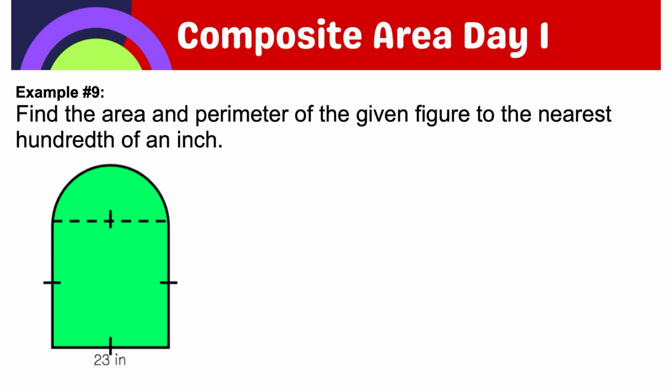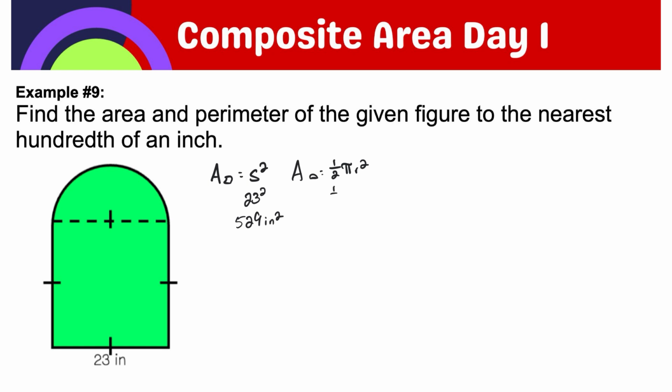Okay, so it says find the area and perimeter of the given figure to the nearest hundredth of an inch. I see two shapes. I see a square, and I also see a semicircle. And we know semicircles are half of a circle. So it'll be half pi r squared for the area. And the side of the square is 23. So 23 squared is going to be 529 inches squared.